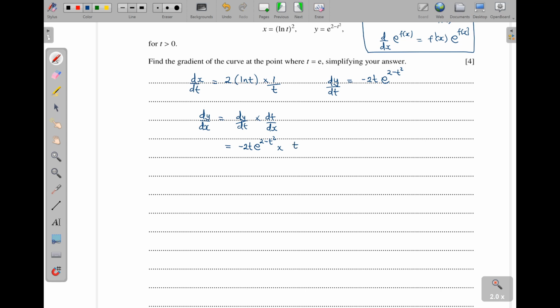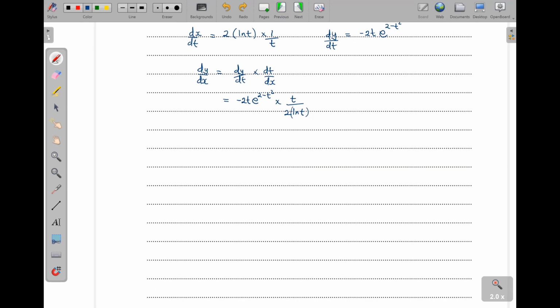So we shall have t out of 2 natural log of t. Okay, so these 2 can cancel with this one here. And then what do we get? We shall get negative t squared e power 2 minus t squared out of the natural log of t. Okay, then after that, they say that t is equal to e.